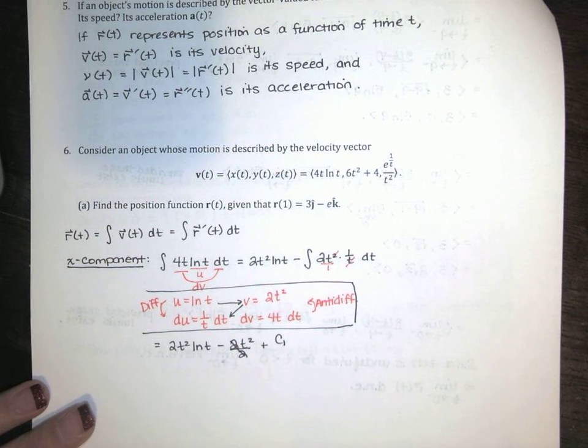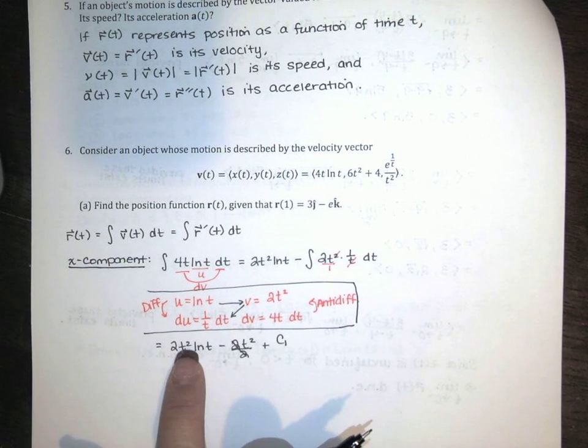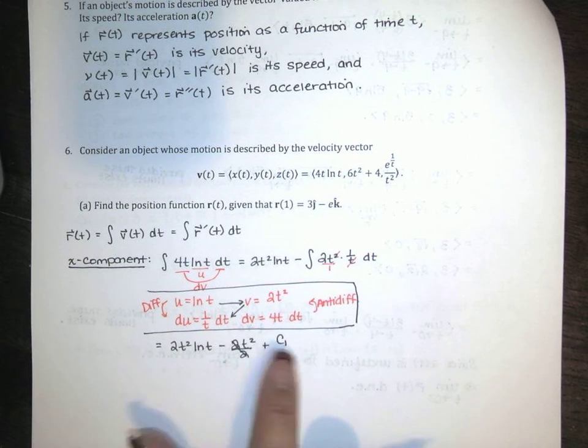So we've got 2 more coming. So that is my x. 2t squared, natural log of t, minus t squared plus c1.